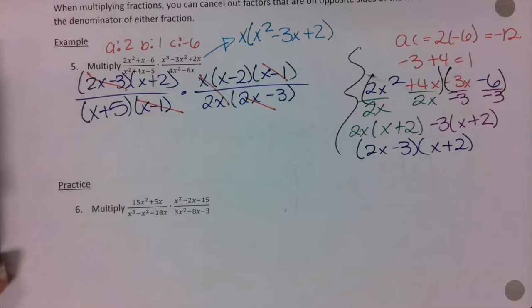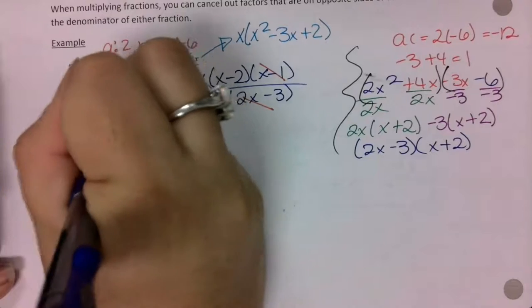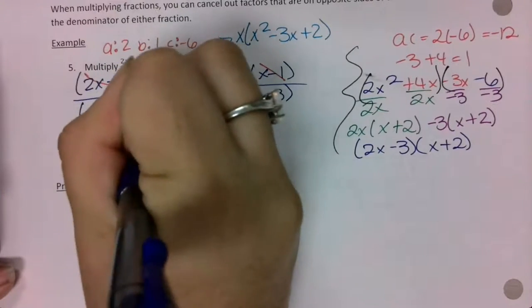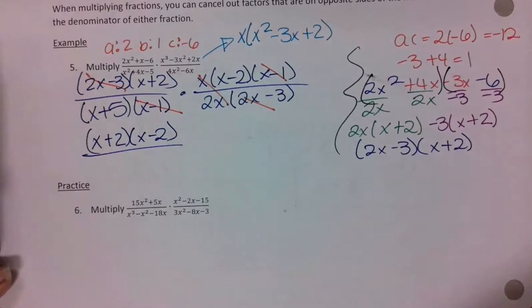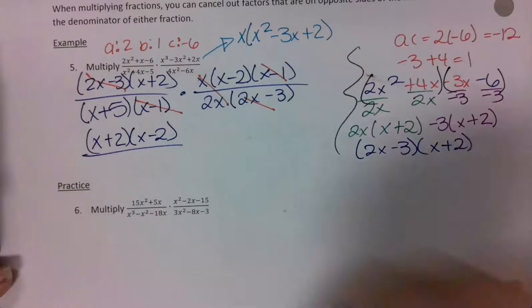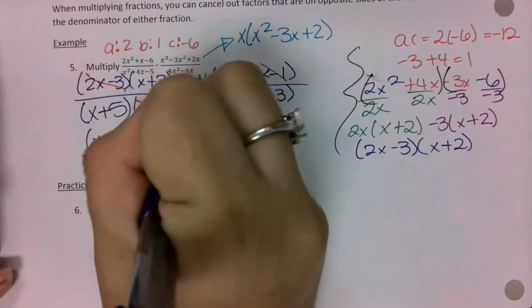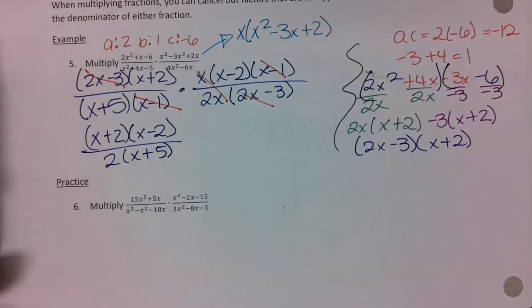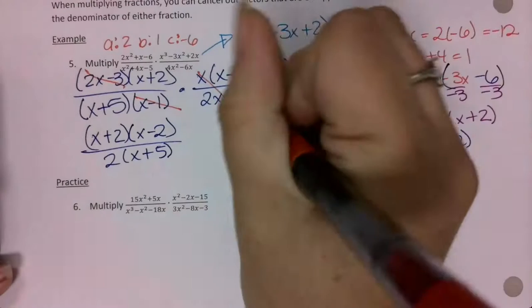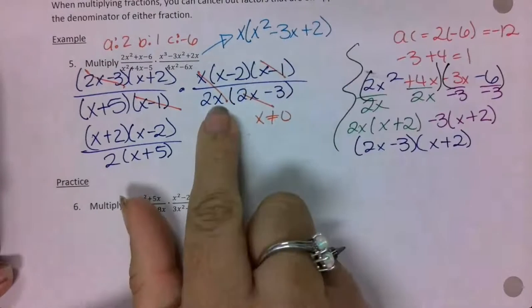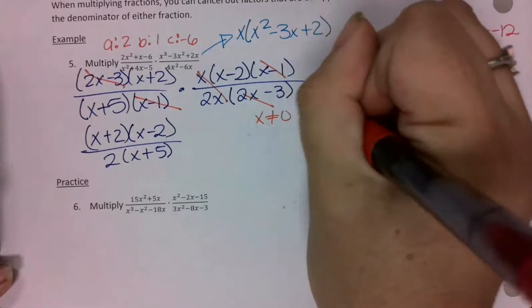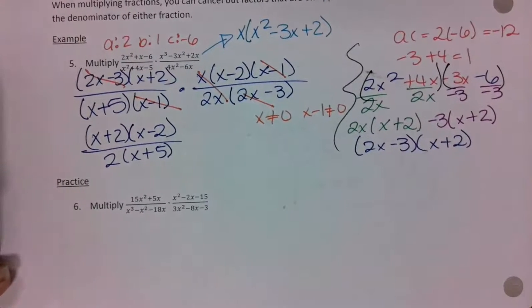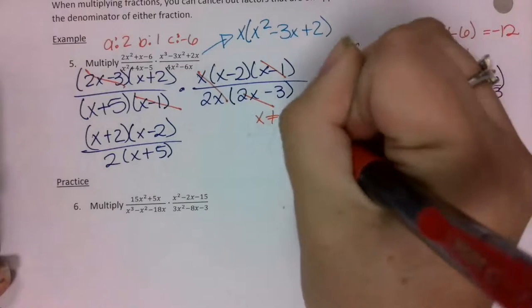So what I want to do is rewrite what I have left over. I have x plus 2 times x minus 2. And then on the bottom, what do I have? 2 times x plus 5. And just like yesterday, anything I canceled out, I want to say it can't equal. So because I canceled out the x's, x can't equal 0. I canceled out x minus 1, so x minus 1 can't equal 0. So x can't be 1.